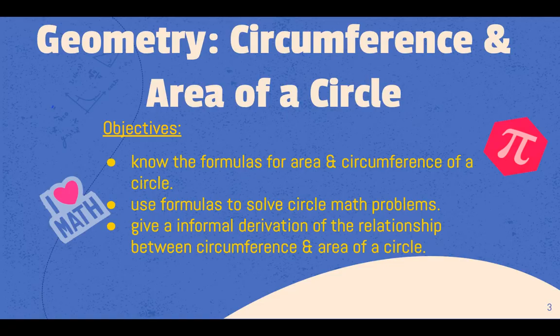Our learning objectives for today are the following. Number 1, know the formulas for area and circumference of a circle. Number 2, use formulas to solve circle math problems. Number 3, give an informal derivation of the relationship between circumference and area of a circle. Now, the last one is just basically saying that we need to know how circumference and area are related.